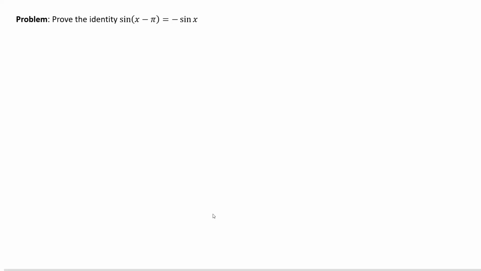Okay. What else? Prove the identity that sine of x minus pi equals negative sine x. Sine of x minus pi is negative sine x.